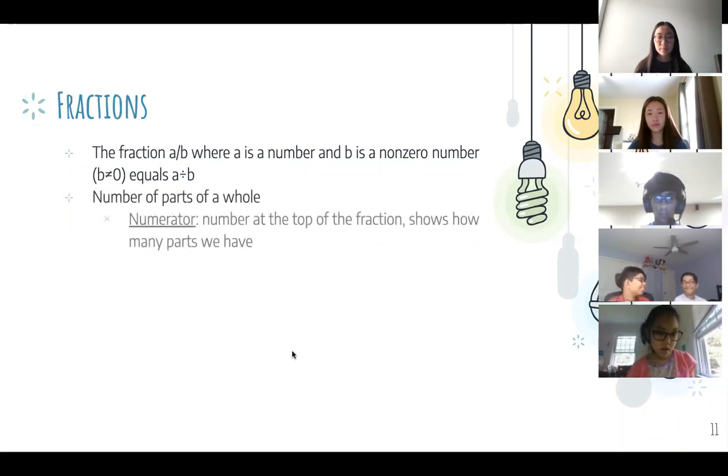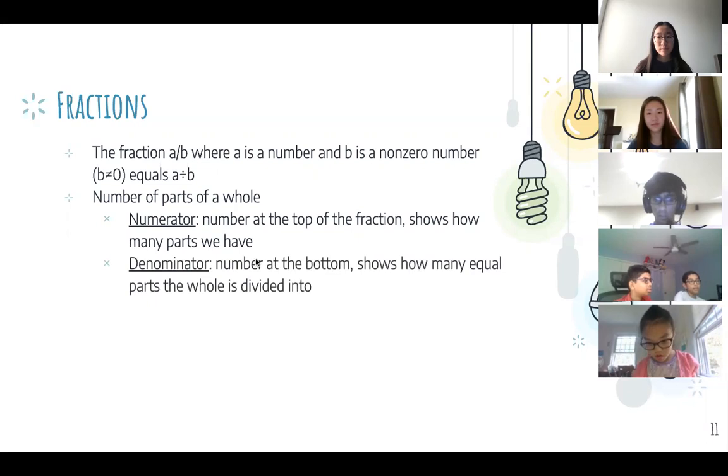Okay, what do you guys call the top part of a fraction? It's called the numerator, yeah. What about the bottom part of a fraction? What do you guys call that? Yeah, it's going to be called the denominator. And so the number at the top of the fraction shows how many parts we have, and the number at the bottom shows how many equal parts the whole is divided into.